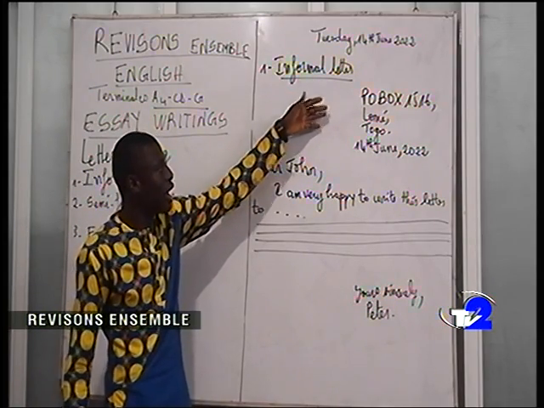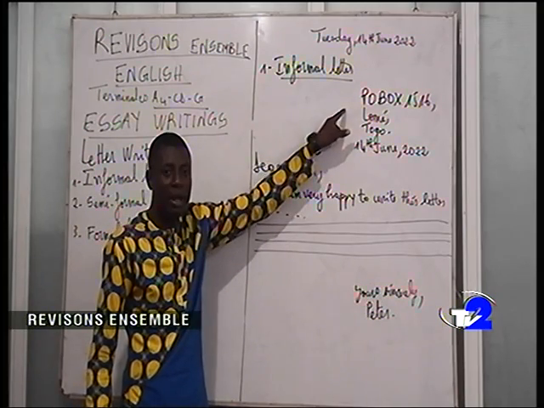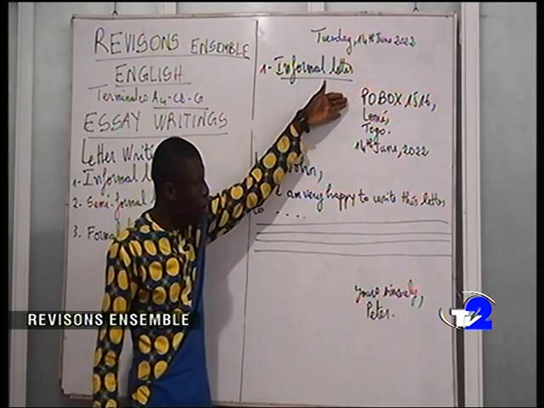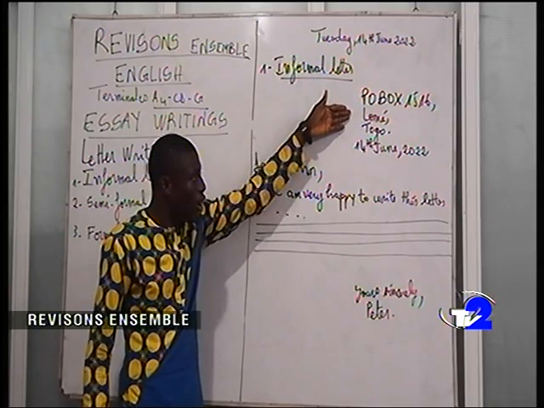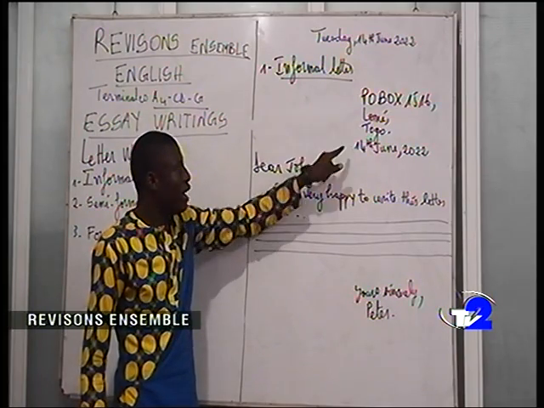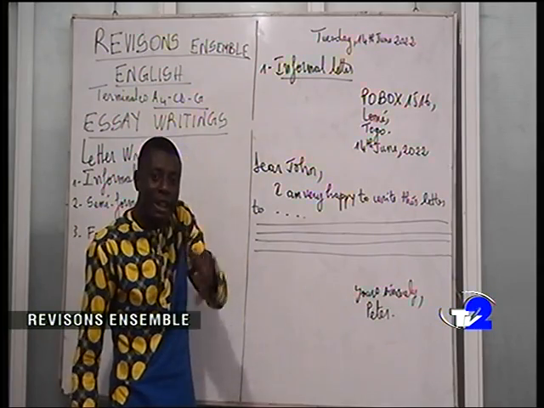Your address is at the top right hand corner without your name. Don't put your name there. Don't put Kofi or Abla there. You start with the bureaus, the town, Lomé, and the country, that is Togo.